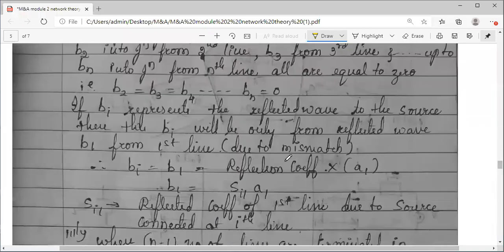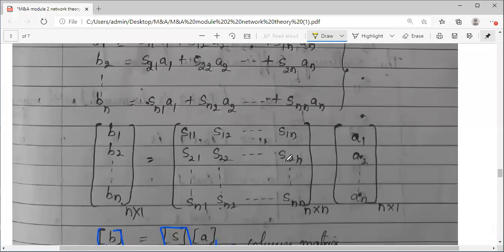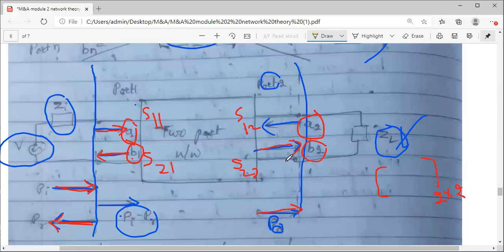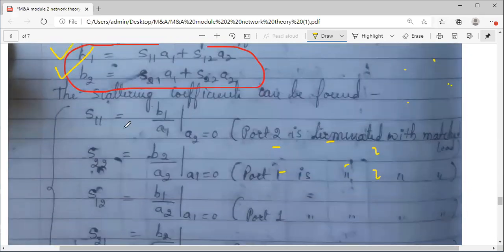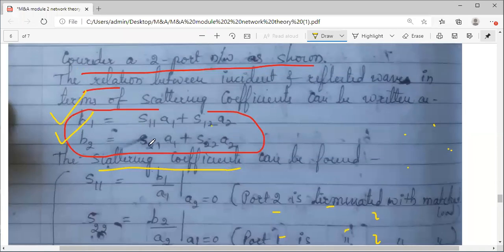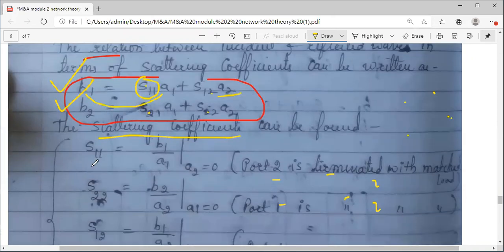Coming to the short and open circuit conditions, we will see how we can find the scattering coefficients S11, S12, S21, S22. How will we get these values? How can I get S11? It will be the ratio of B1 by A1 when A2 is equal to 0. See, S11 is equal to B1 by A1 when A2 is 0.